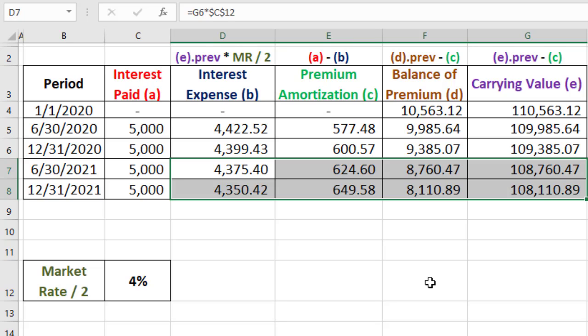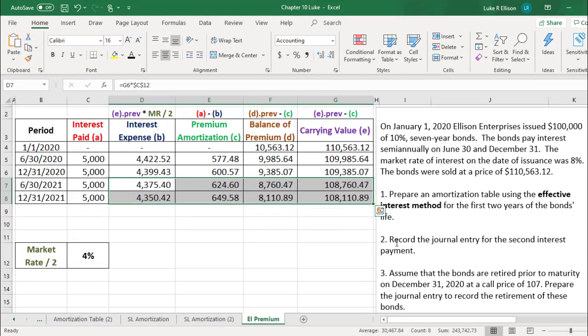Alright, we are back with the last 2 rows of the interest table. So maybe take a moment to check your answers and see if you can match the ones that I have here on the screen. So once you've checked that out, we can move on to part 2, which is to record the journal entry for the second interest payment.